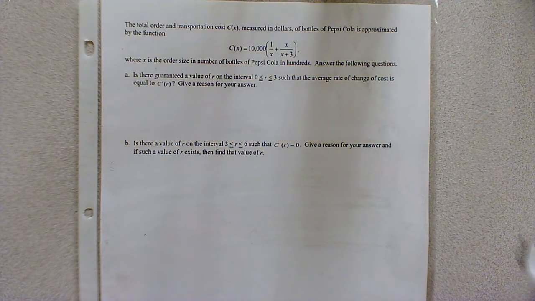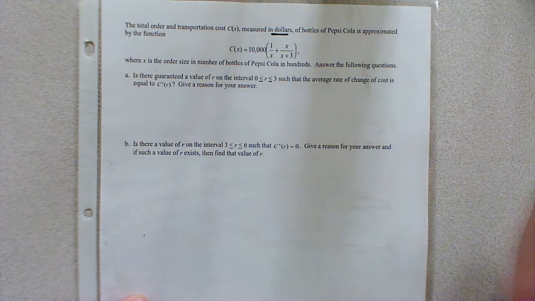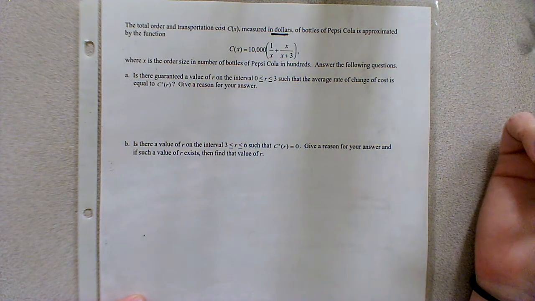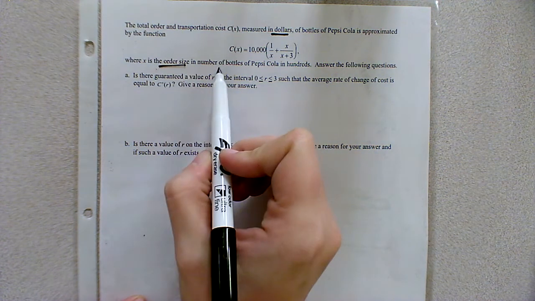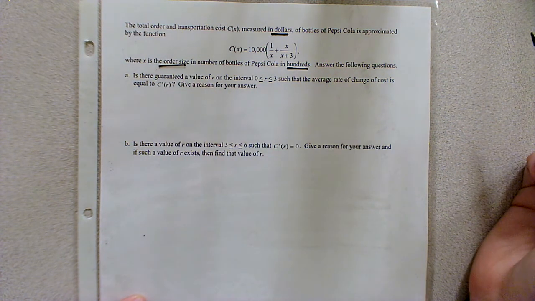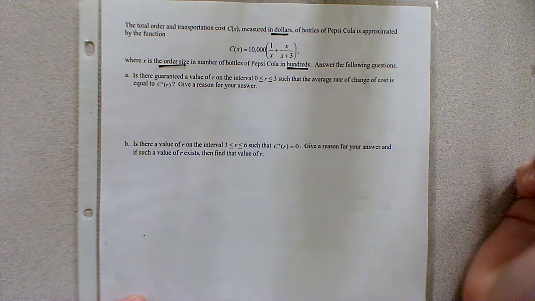All right, let's take a look at our last one together for this video assignment on page 291. The total order and transportation cost, C of X, measured in dollars, of bottles of Pepsi is approximated by this function. X is the order size in the number of bottles in hundreds. Answer the following questions. Is there guaranteed a value R on the interval from 0 to 3?